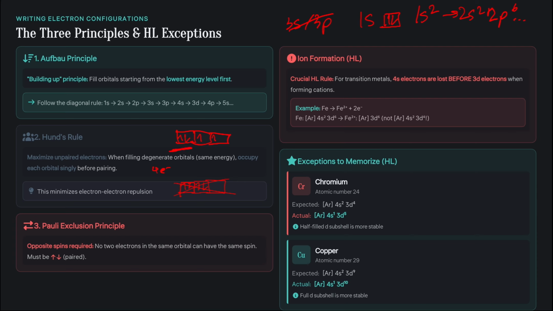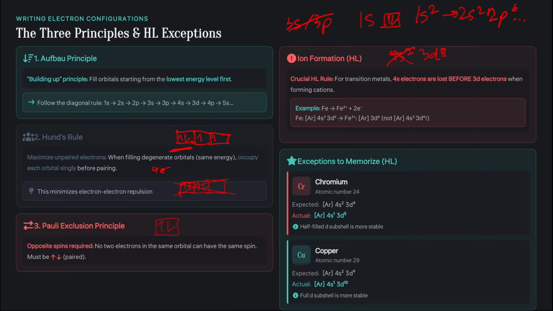And the third principle is the Pauli Exclusion Principle. Essentially, it just means an orbital can have a maximum of 2 electrons. And also, it's really important to know that for transition metals, which is the middle block of the periodic table, 4s electrons are lost before 3d electrons. So let's say something had 4s2 3d8. You wouldn't lose the d electrons first. You would lose the 4s2 electrons first, and then you'd be left with 3d8.